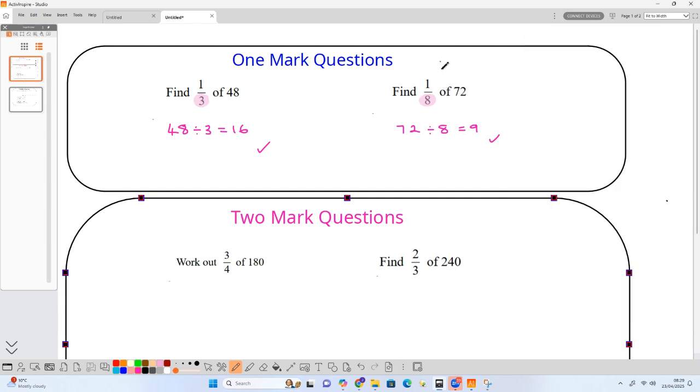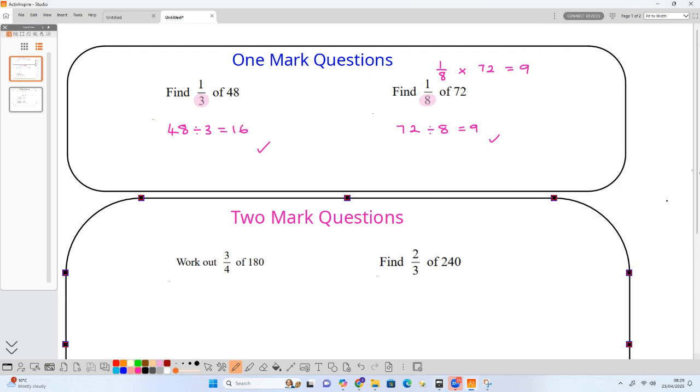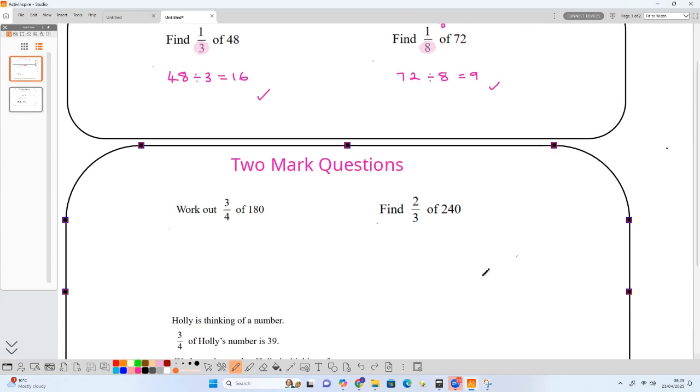Okay, this can also be done with a calculator. If we bring in a calculator in here, look, we can change the "of" to a times. We spoke about this before in a previous video. An eighth times by 72 will work out an eighth of 72. So replacing that "of" with the times, putting it straight into your calculator to get the answer.